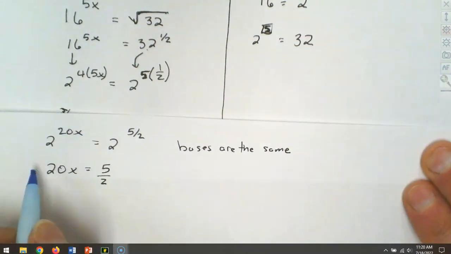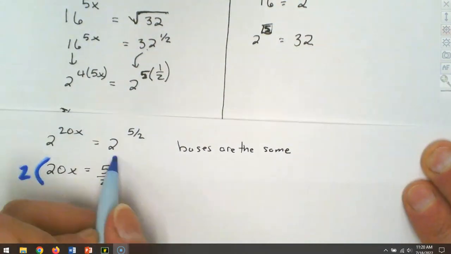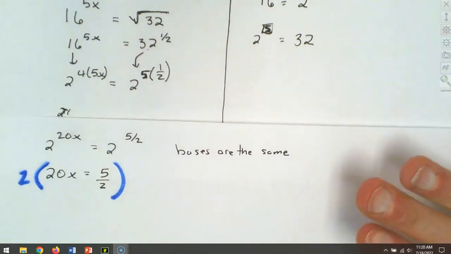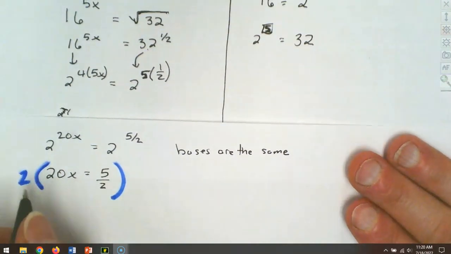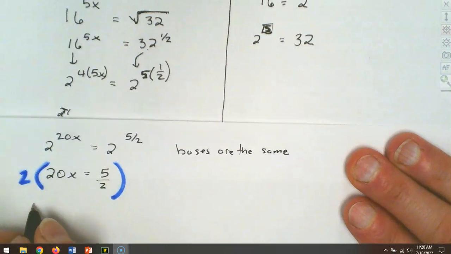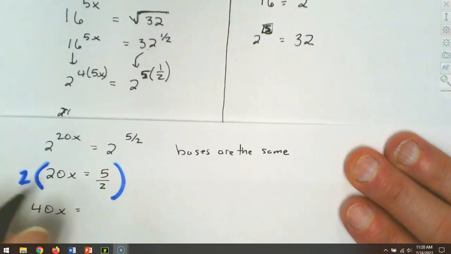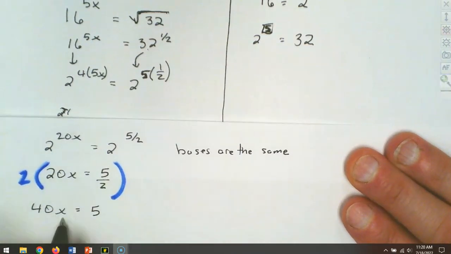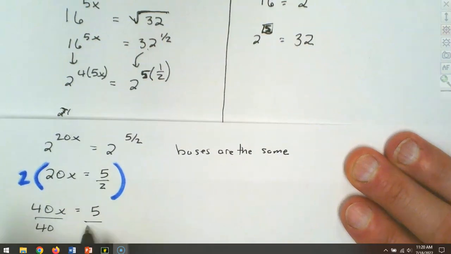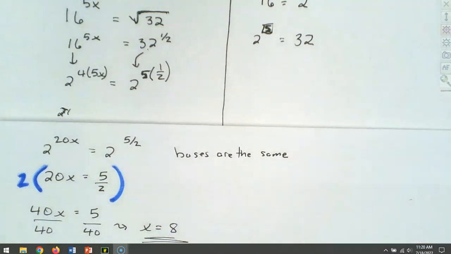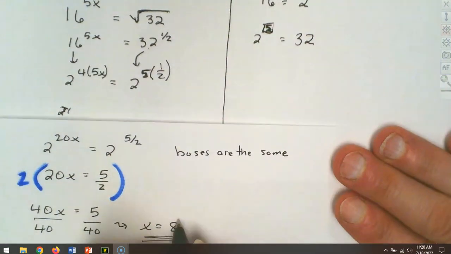You can cross multiply, or you can just multiply it all by 2. Either way, I'll just multiply it by 2. And that gives you now 40x equals 5, right, because those clear out. Divide by your 40. And now we know x is going to be what? x is 1/8, sorry about that. I reduced there.